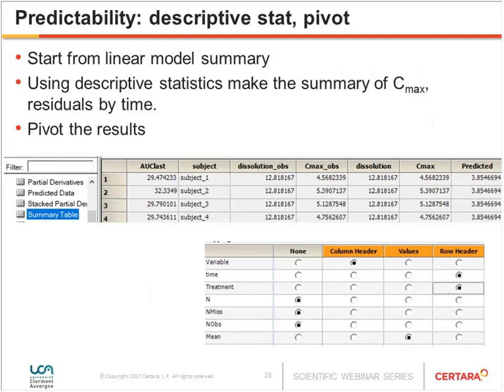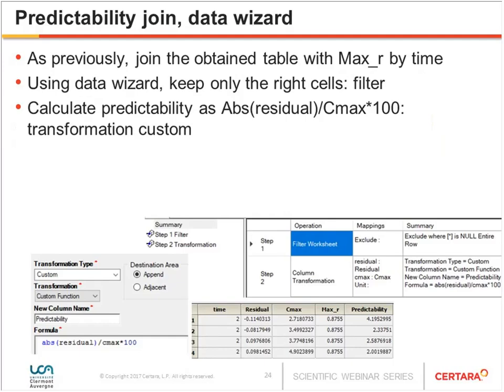So that is in the linear model summary. If I pivot it with variable as column header and row header the time and treatments and the mean as value, I will have in this case directly the predictability. Predictability is going to be the residuals, and that I can do in Data Wizard, the residuals divided by the Cmax multiplied by 100. And so I will have directly in this case the predictability for the 3 formulations, and I will make everything directly.